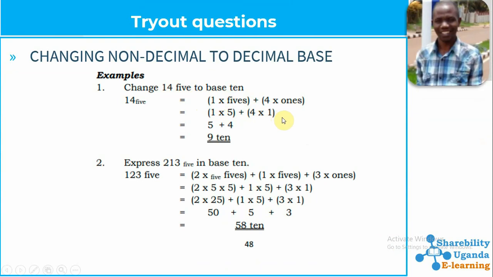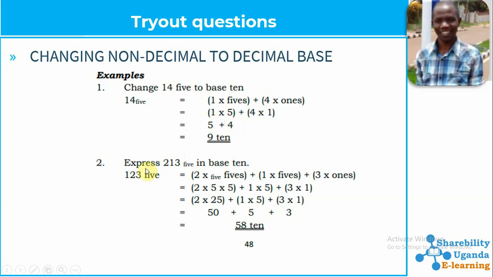So when we multiply this, 1 times 5, then 4 times 1, we get our 5 plus 4. Then here we get our 9.